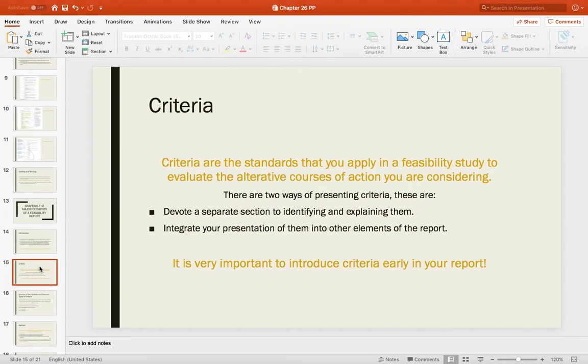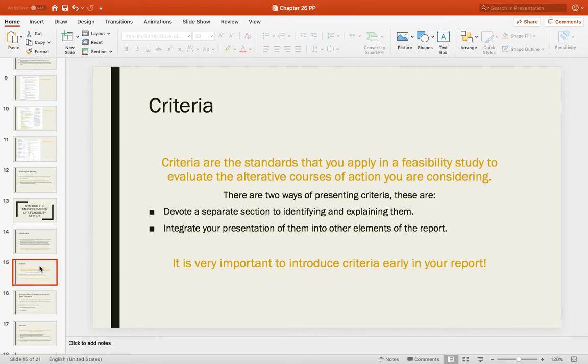All right, for criteria, there are 2 ways of presenting criteria. Number 1, devote a separate section to identifying and explaining them. And number 2, integrate your presentation of them into other elements of the report. It is very important to present your criteria early. You should introduce them early in your report for 3 good reasons.